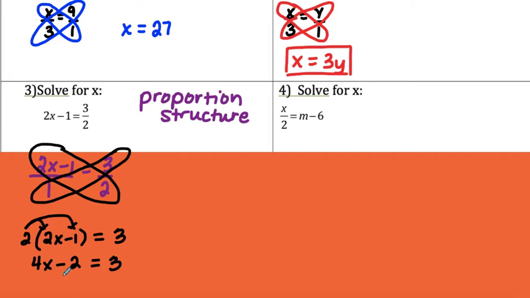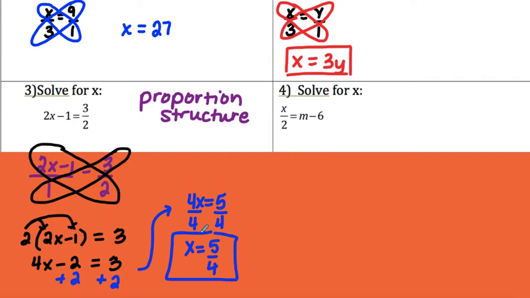And then we're going to add 2. And we get 4x equals 5, and then we divide by 4. So x equals 5 over 4. Okay, so remember, that's a linear equation where we solve for a variable. Now we're going to solve for x when we have another variable in it, so a literal equation.